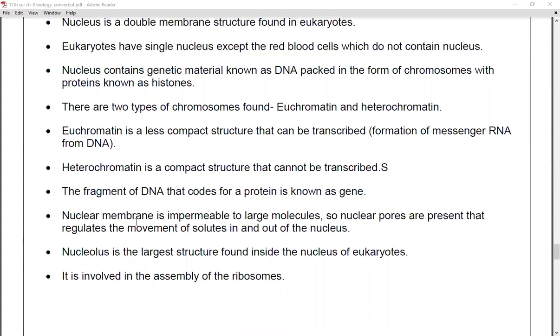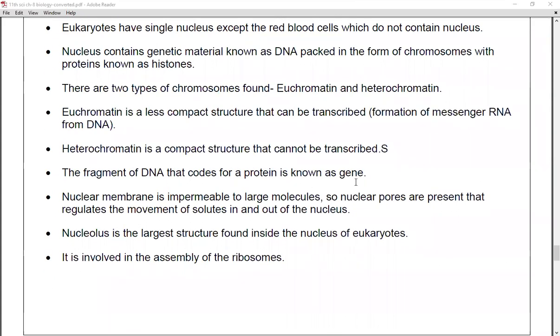Now the fragment of DNA that codes for a protein is known as a gene. There will be presence of several genes in the DNA, right? And each gene is going to code for a particular or specific protein. So the small fragments of DNA which code for a specific protein are known as genes. There will be the DNA, and on the DNA there will be the genes, right?